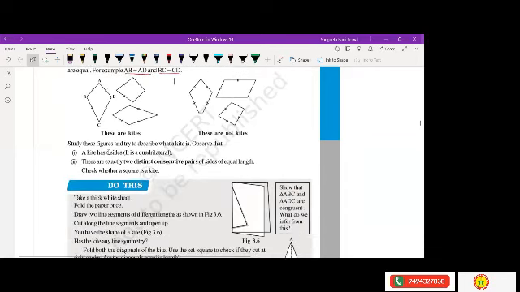Let's look at some properties of a kite. A kite has four sides, it is a quadrilateral. There are exactly two distinct consecutive pairs of sides of equal length. So the pairs of equal lengths are these two upper sides, AB and AD, and BC and CD.